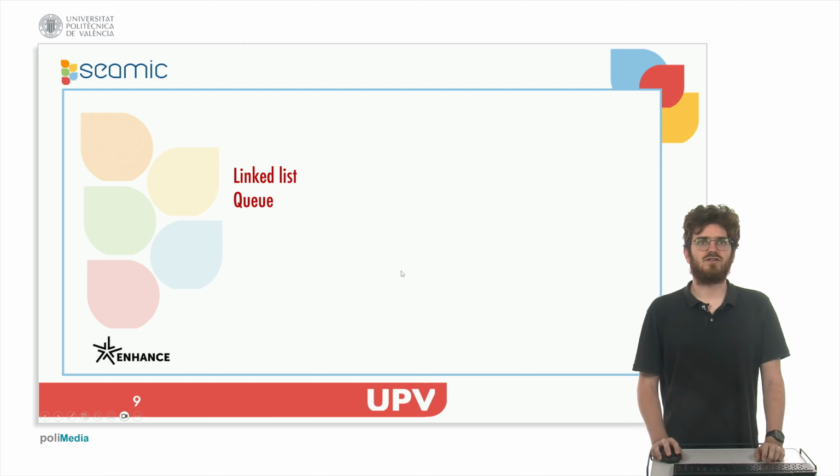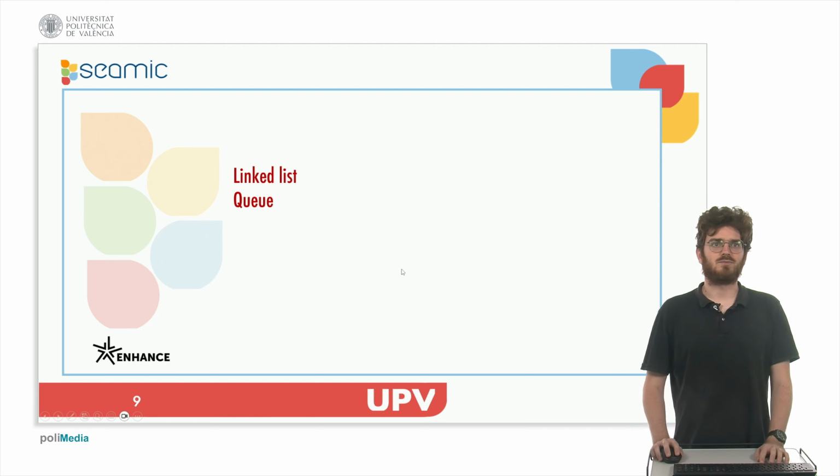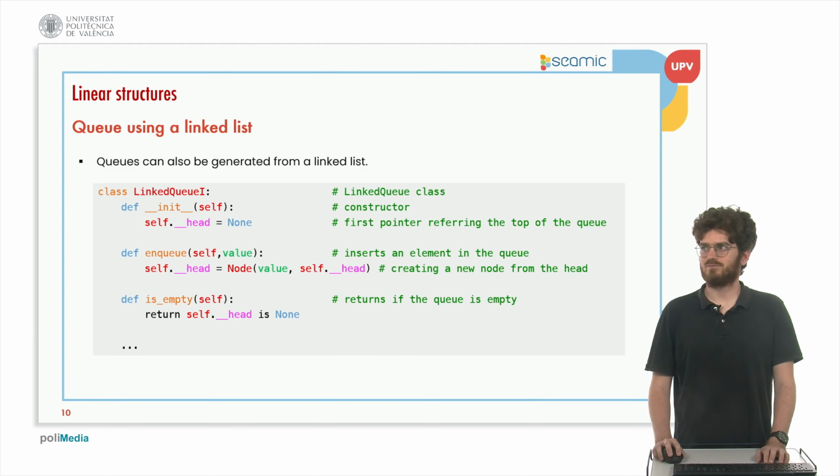Let's see now a more difficult approach for the queue. As you recall, in the linear presentation, we saw that queues could not be made efficient just by using Python lists. So let's check and see whether by using Python linked lists, we can perform an efficient queue operation.